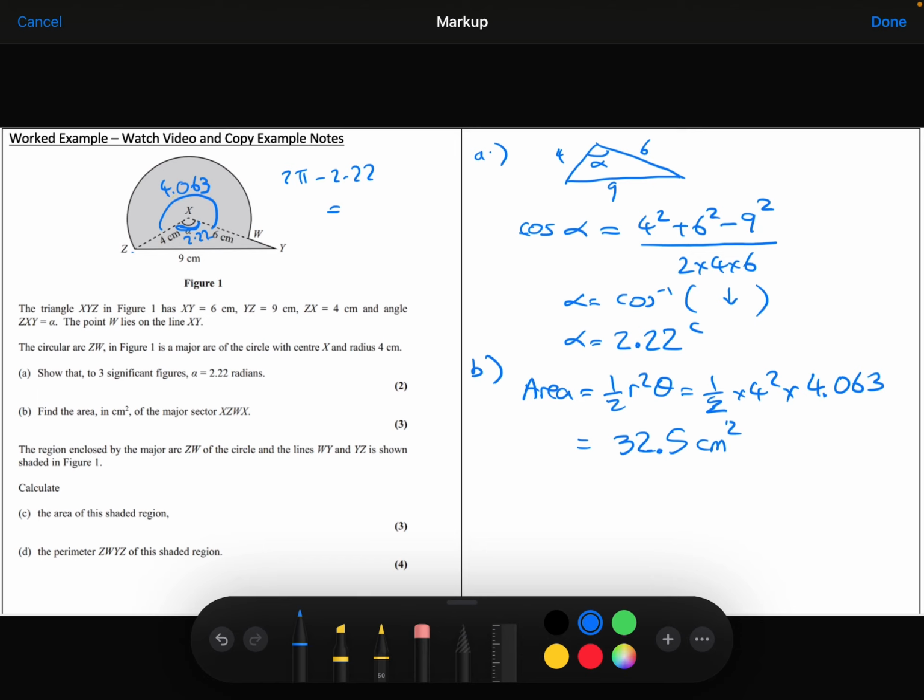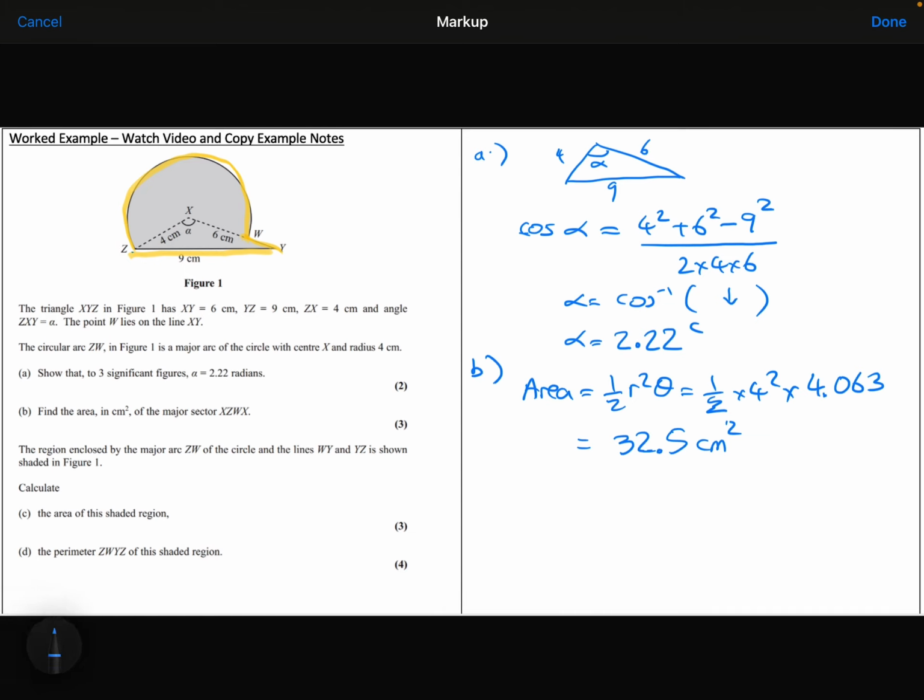The region enclosed by the major arc ZW of the circle and the lines, hang on, let me mark this onto the shape to make it super clear. So the region enclosed by the major arc ZW of the circle and the lines WY and YZ is shown shaded in figure 1. Calculate the area. Okay, well that's the area of the whole shape. So that's the area of the sector that I've just worked out plus the area of the triangle.